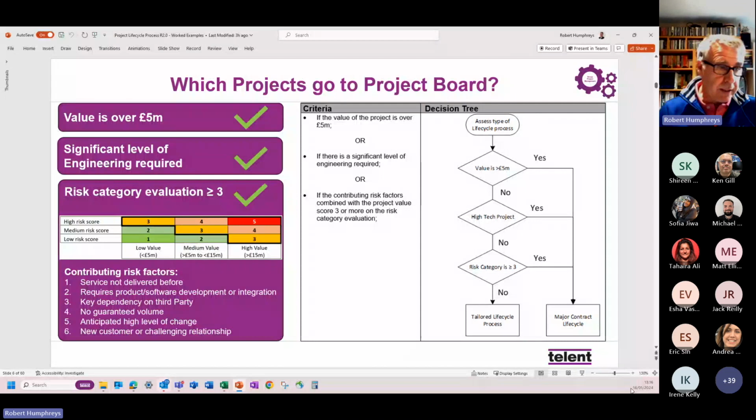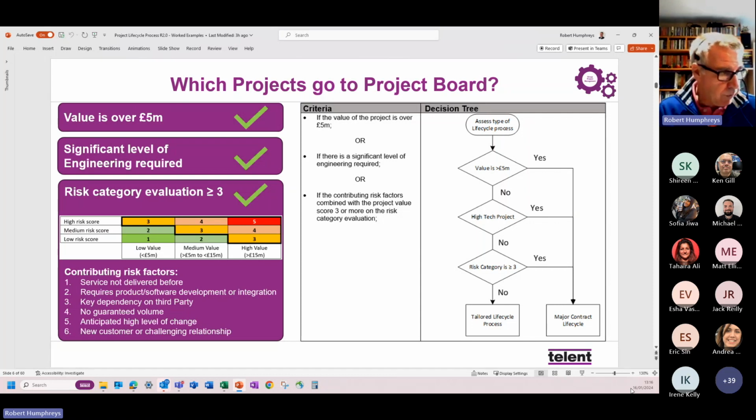And whether or not we think there's going to be a high level of change, what has our experience been of working with that customer? And once again, it comes down to that final one, what is our relationship with that customer? Is it a new one that we need to learn? Is it someone that we already know and is quite challenging? So all of those factors will lead into whether or not there's a high risk category associated with it. And as you can see in the table in the center on the left hand side, that will then give you that risk score.